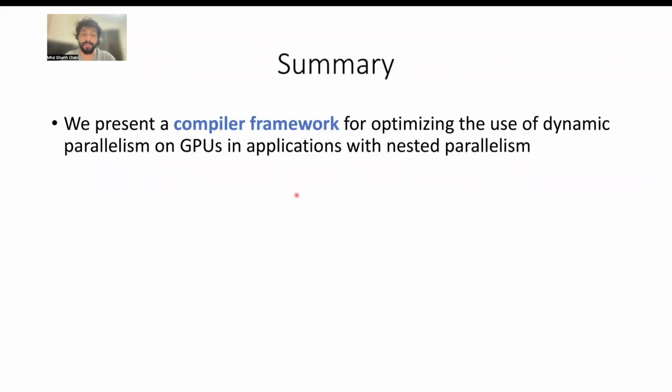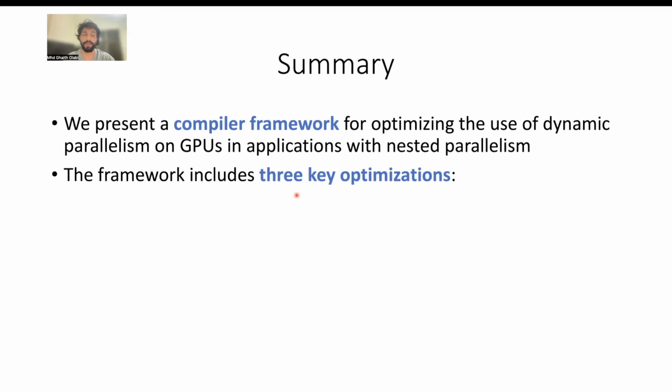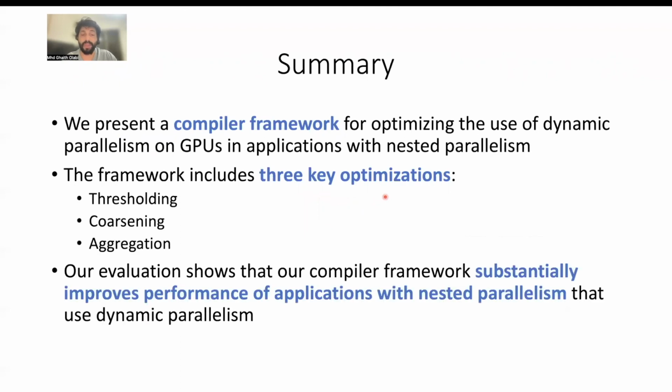As a summary for our talk, we've presented a compiler framework for optimizing the use of dynamic parallelism on GPUs in applications with nested parallelism. This framework of ours includes 3 key optimizations: thresholding, coarsening, and aggregation. Our evaluation shows that our compiler framework substantially improves the performance of applications with nested parallelism that use dynamic parallelism.